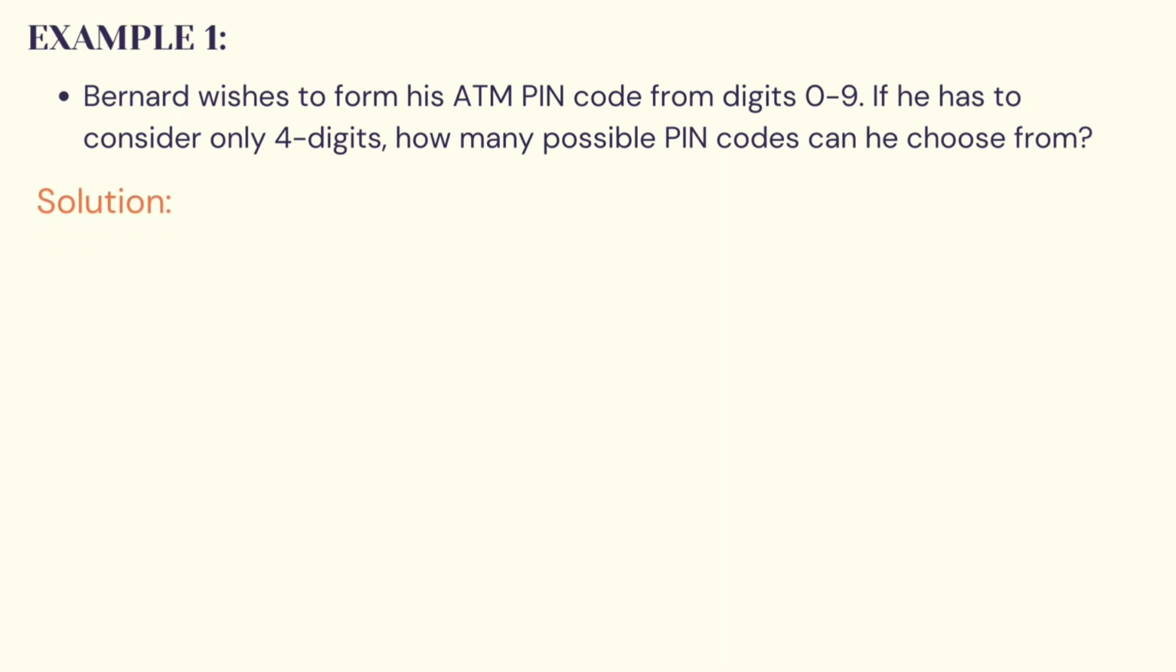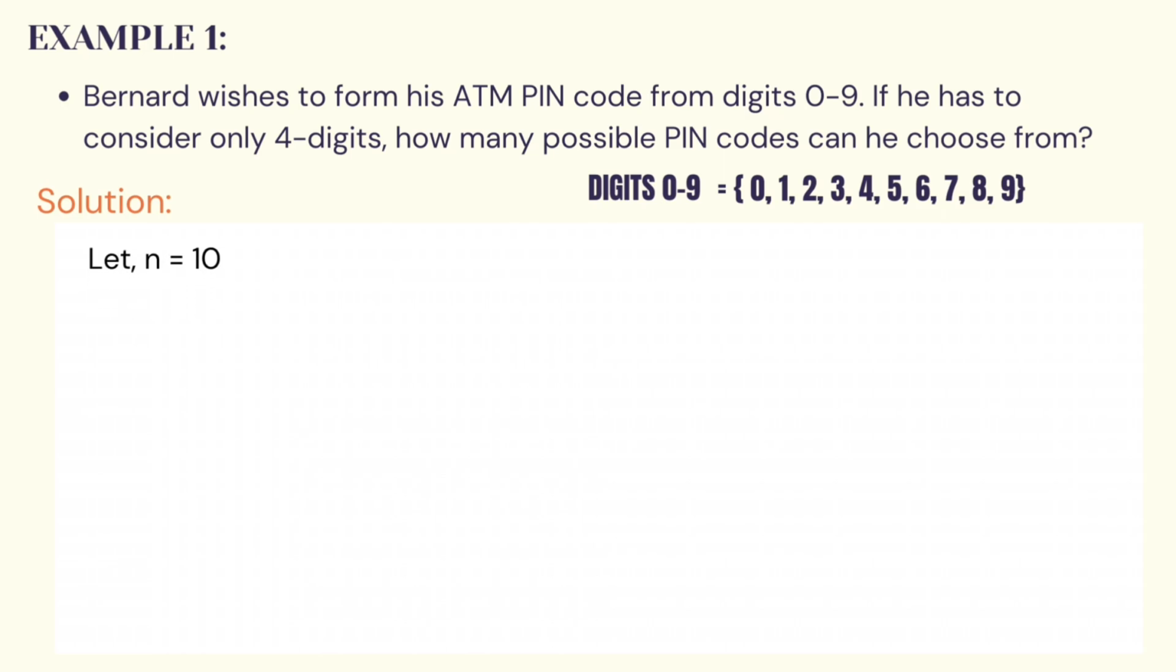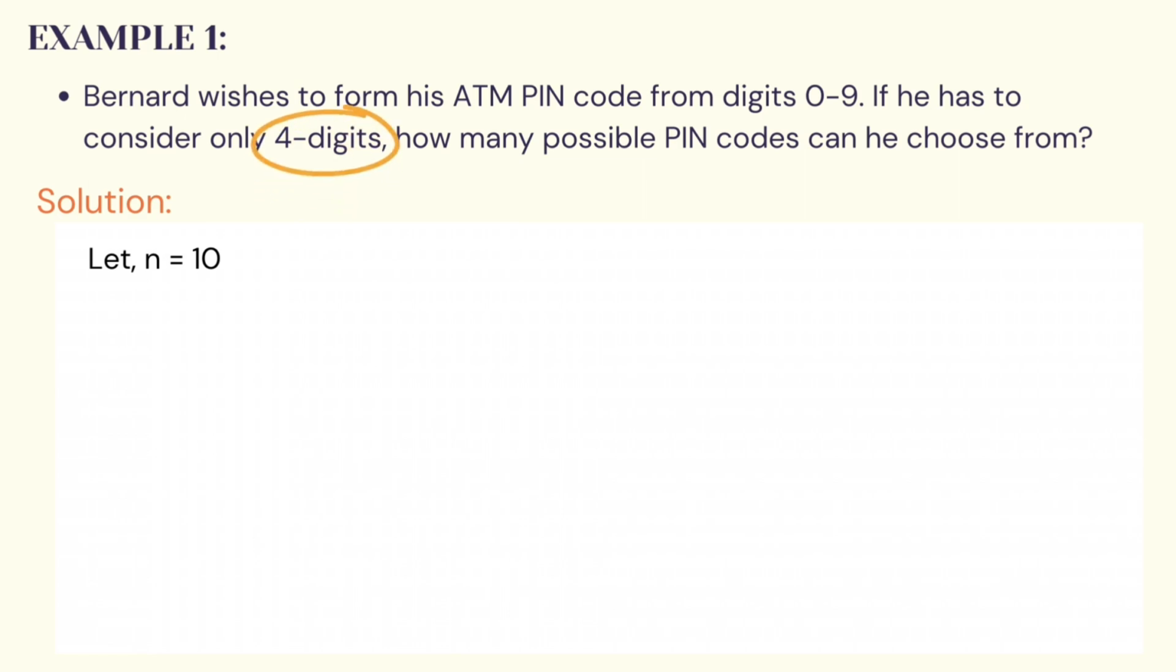Identify the objects and the total number of them in the set. In this case, the objects are the digits 0 to 9, and those digits are digit 0, 1, 2, 3, 4, 5, 6, 7, 8, and 9. We have 10 digits, hence n will be equal to 10. Then since he has to consider only 4 digits, r will be equal to 4.